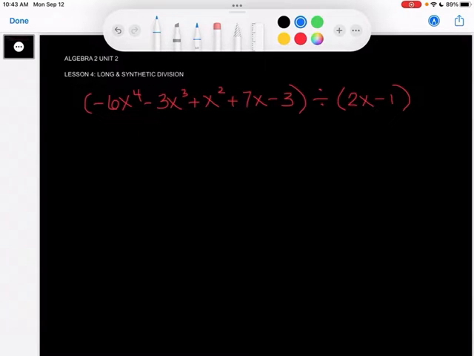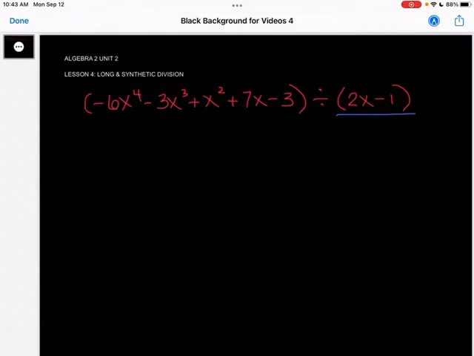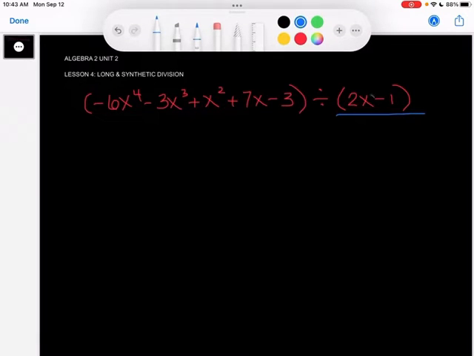So what you're dividing by couldn't be x squared or x cubed, or anything other than just x and a constant; you can't do synthetic division then. But this is a linear factor, so we can here. When you're doing synthetic division, the first thing you need to do is set what you're dividing by, the factor, equal to 0, and solve for x.